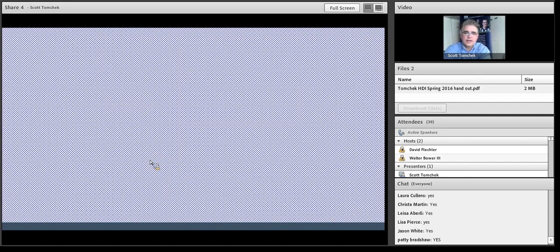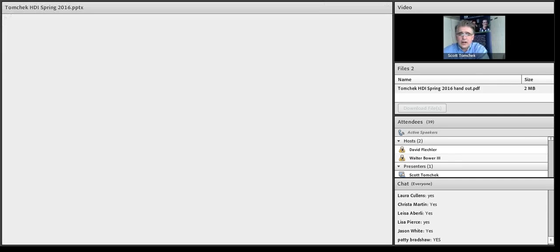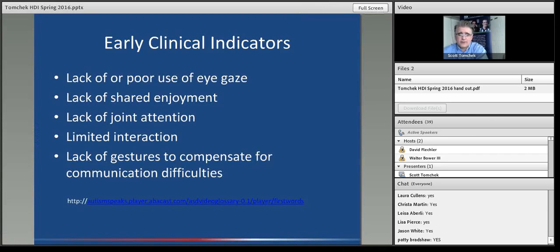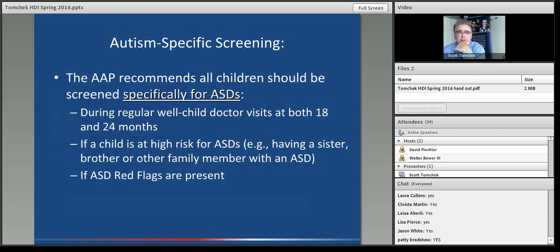In Kentucky, the First Steps Early Intervention Program, and we'll talk about that in a minute, has implemented some really recent changes in terms of how screening is implemented.